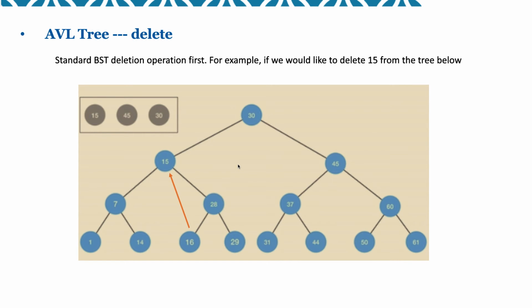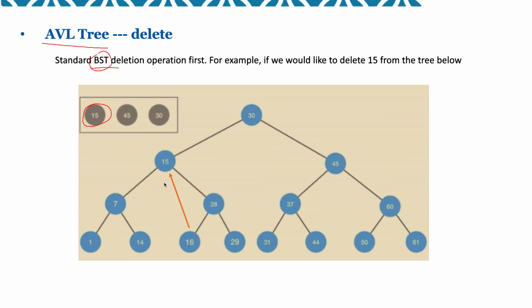So what about deletion? Deletion will be a little bit tricky, because the AVL tree is a special case of the BST. In a BST, there are deletion operations. For example, in this case, you already have a BST, and you want to delete the number 15 node. So how do you delete it?